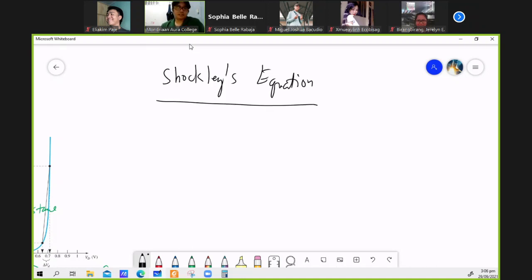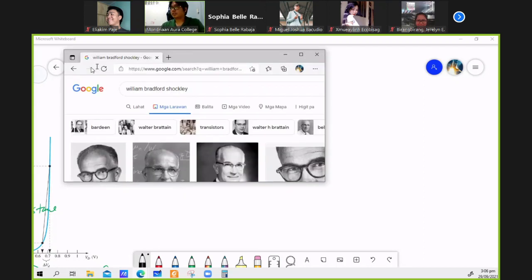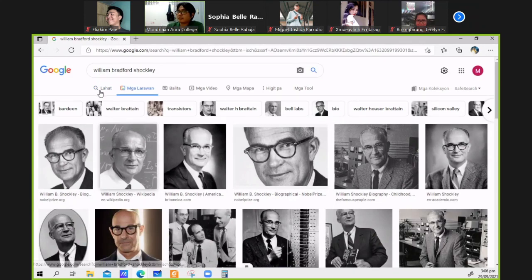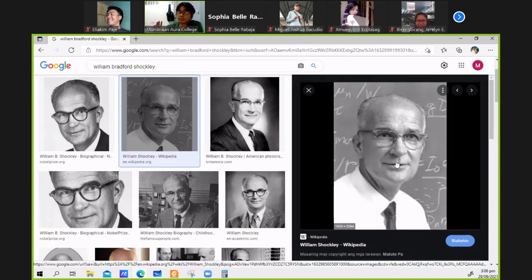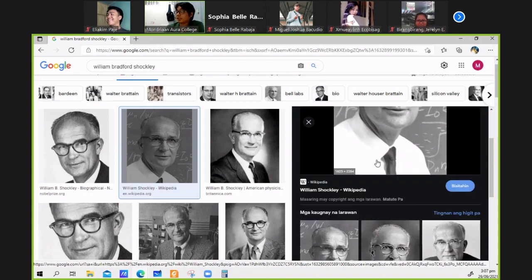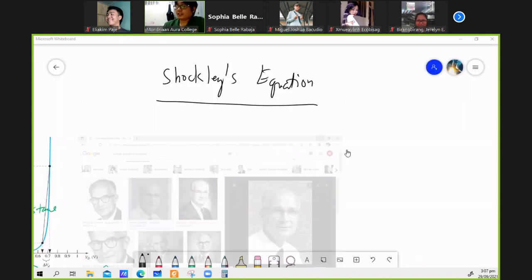Shockley's equation was developed by, papakita ko sa inyo kung sino yun. Nag-develop nito si, pupulak ko lang sa Google. Ito siya. Si William Bradford Shockley, isa sa mga bright minds, no, pagdating sa field ng electronics, napakalaki ng kanyang contribution. Kasi yung equation niya, meron din siyang Shockley's equation para sa mga field effect transistors or FET na tinatawag. Okay, so yan si William Bradford Shockley. So yung equation na yan ay siya yung nag-develop.